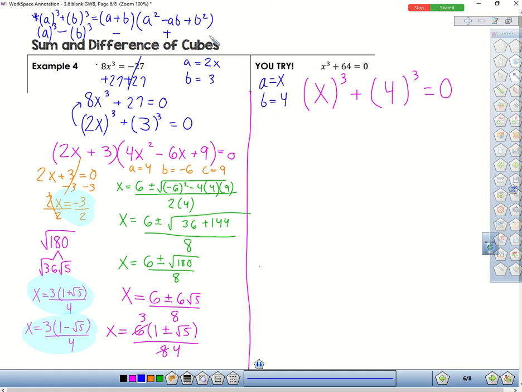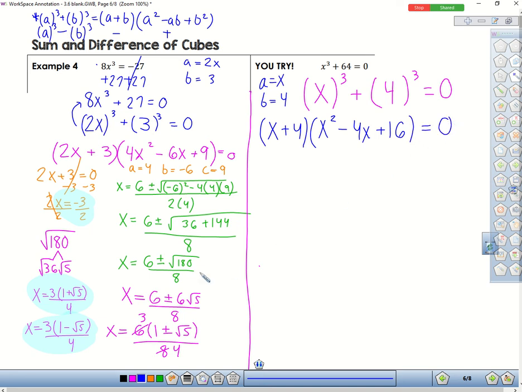So we're going to plug into this formula up here. A plus B, so x plus 4, times A squared, x squared, minus A times B, minus 4x, plus B squared, plus 16, equals 0.